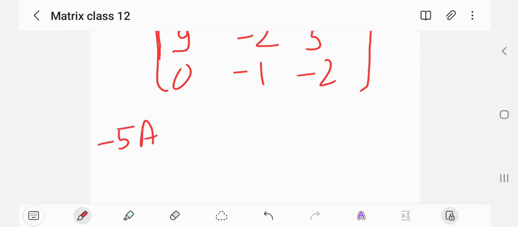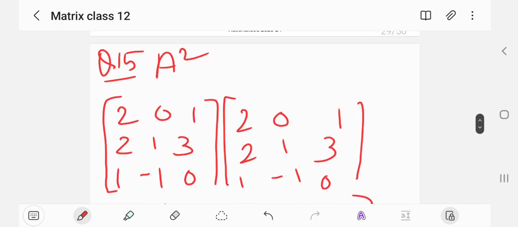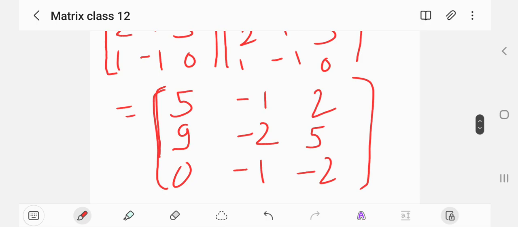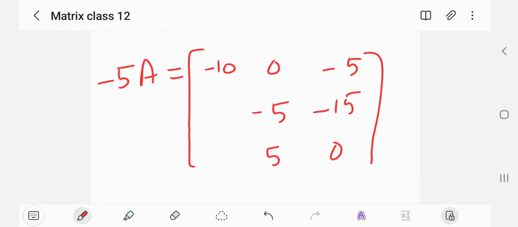Minus 5A is simply multiplication of this A matrix with minus 5. What is my A? This is my A matrix, you know very well. So I will simply multiply each and every term with minus 5. Okay, when I multiply it with minus 5, I get minus 10 here, because 5 2 is 10, 0, minus 5, minus 15, 0, plus 5, I get here as minus 5, minus 10 and minus 5 here. This is what I get.